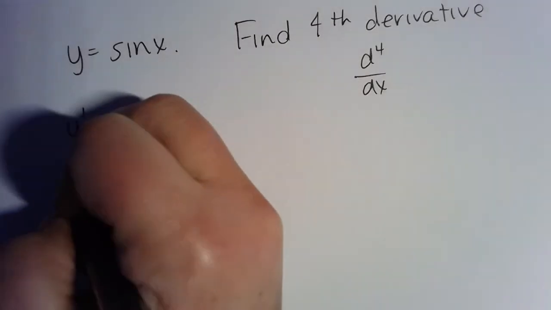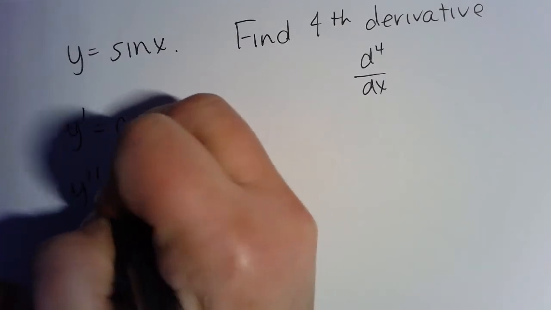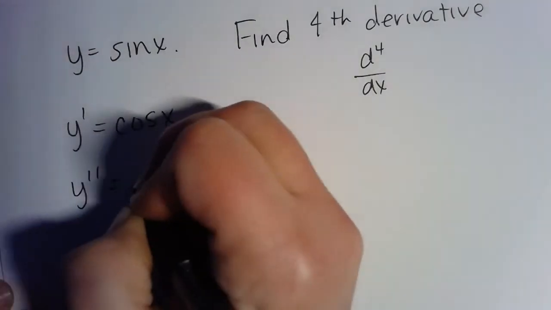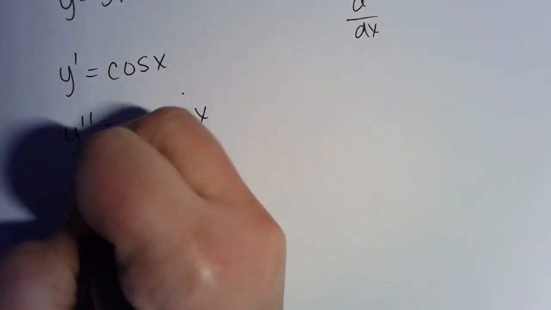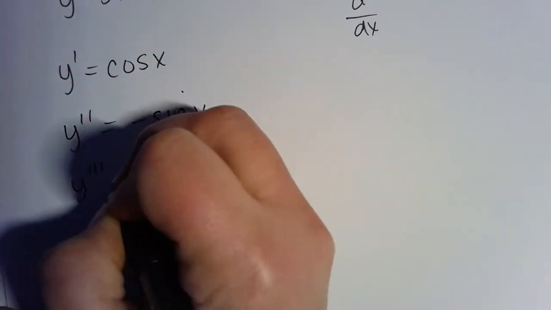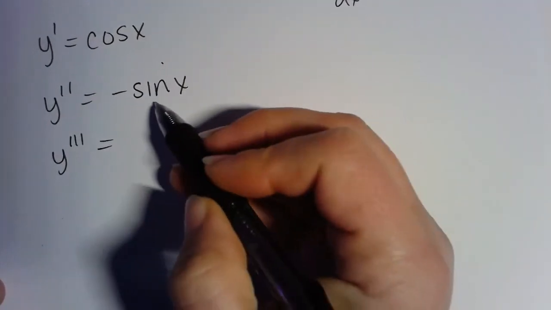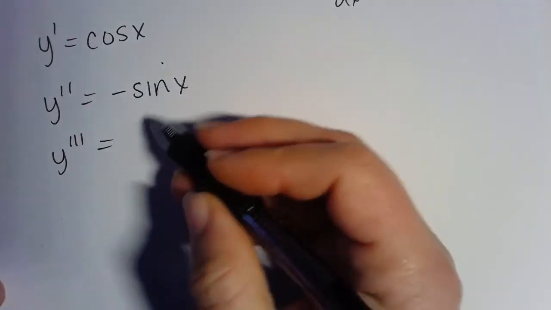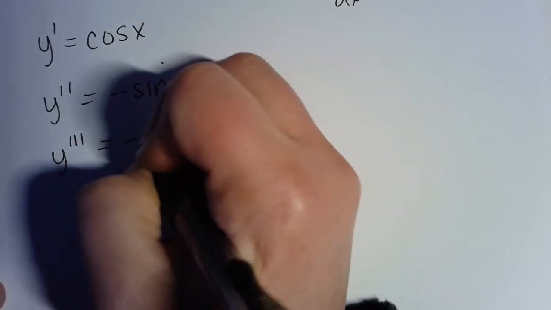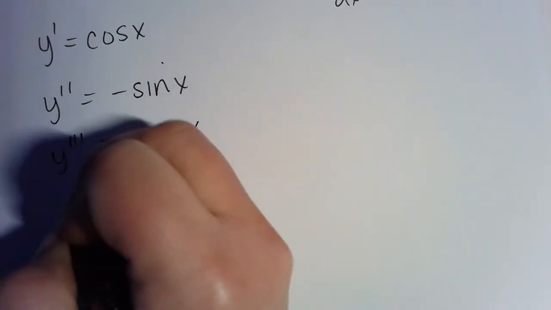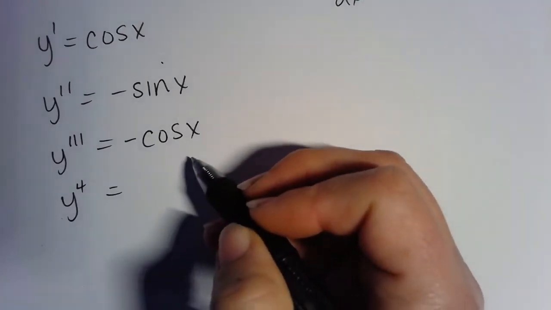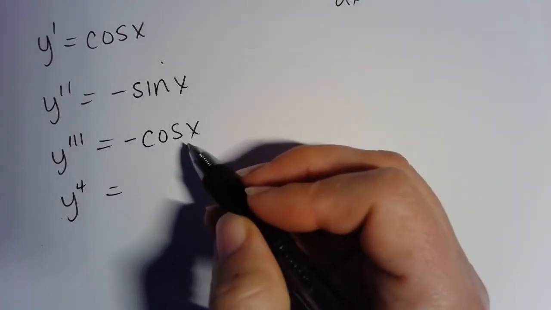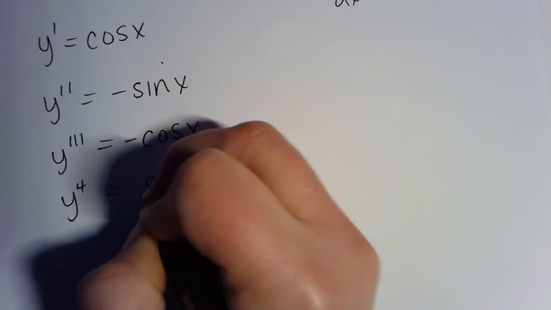And then y double prime is the derivative of cosine, which we know is negative sine of x. Y triple prime is equal to the derivative of sine, which is plain cosine, but it's also got a negative inside, so this will be negative cosine of x. And then the 4th derivative, which we just write as y4, cosine is negative sine, so negative cosine will be positive sine of x.